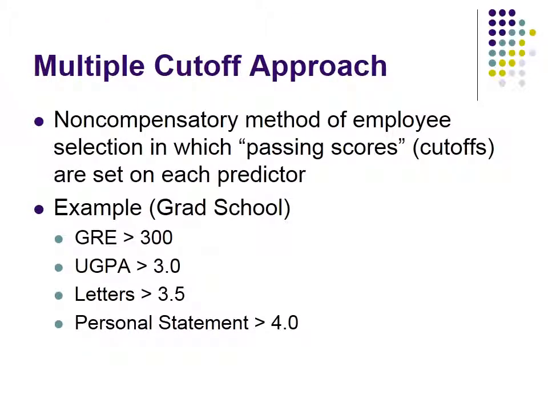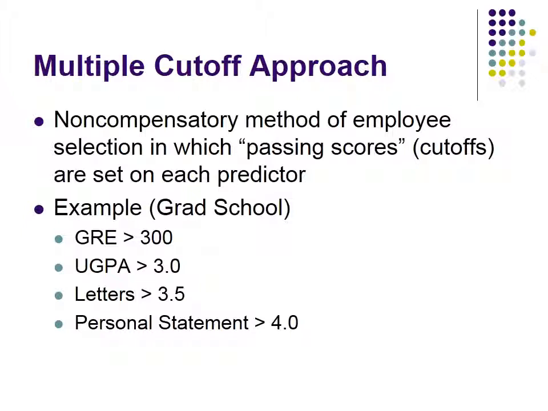So the multiple cutoff approach, it's a non-compensatory method of employee selection. What non-compensatory means is that if you are lacking in any one of the selection tests, that's enough for you not to get hired. In other words, you need to pass every test. Doing really well on 3 tests and doing poorly on 1, basically you're out of the running. Now, a compensatory method would mean that if you do really well on 3 tests and poorly on 1, you might still be rated overall highly and you still might be hired.